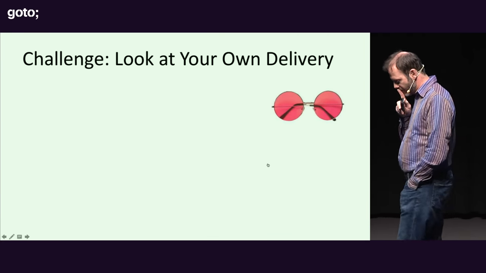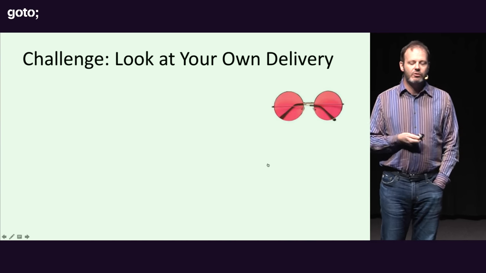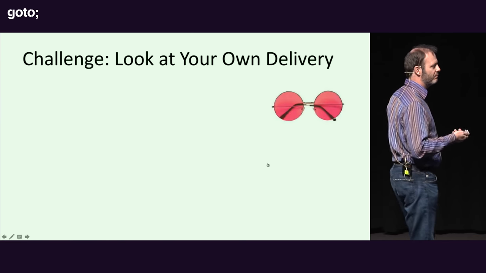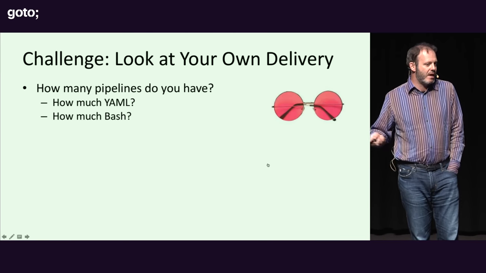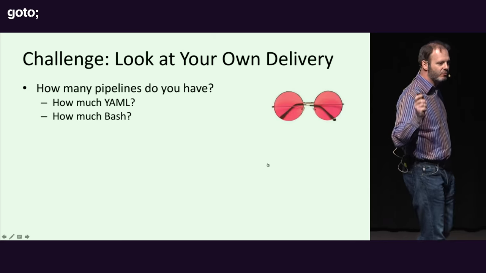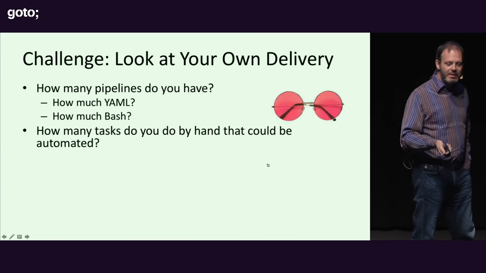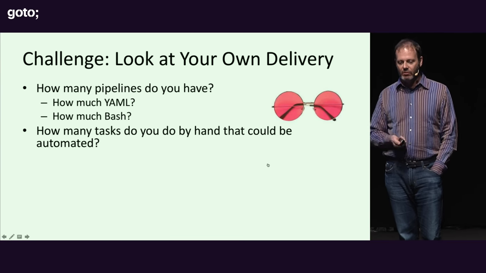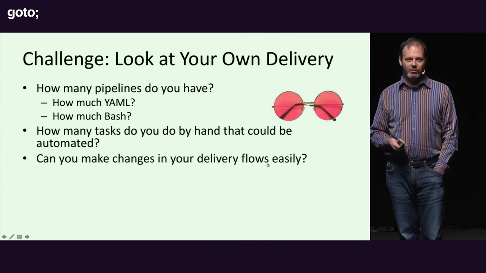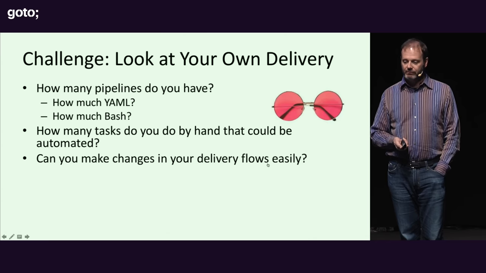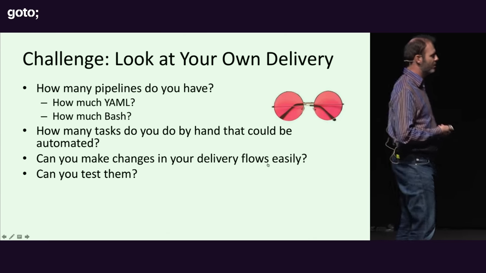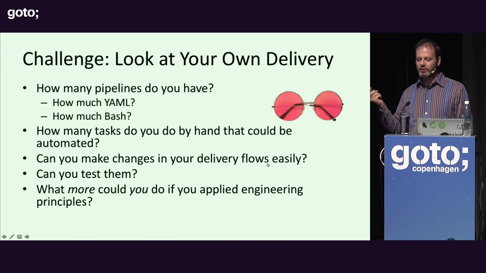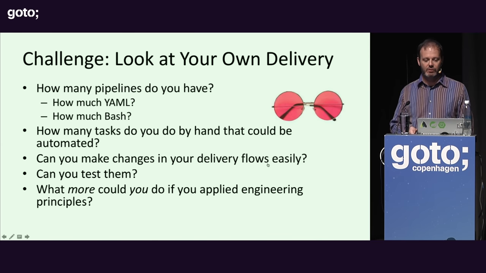So finally, I would leave you with a challenge. Look at your own delivery. Take off the rose-tinted glasses and look at your own delivery in the cold light of day. How many pipelines do you have? How many YAML files? How much Bash? How many Jenkinsfiles? Is there a lot of duplication? How many tasks do you do by hand that actually could be automated if you had the right tools and the right model? Can you make changes in your delivery flows easily? Can you test your delivery flows? And what more could you do if you truly applied engineering principles to how you deliver software?